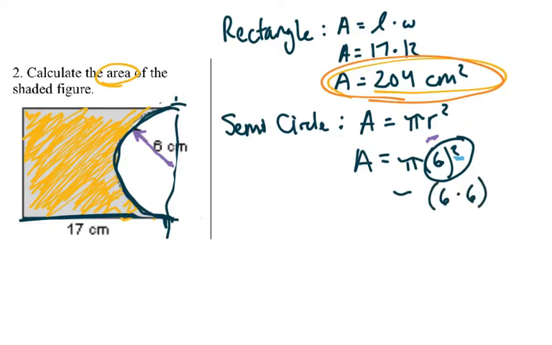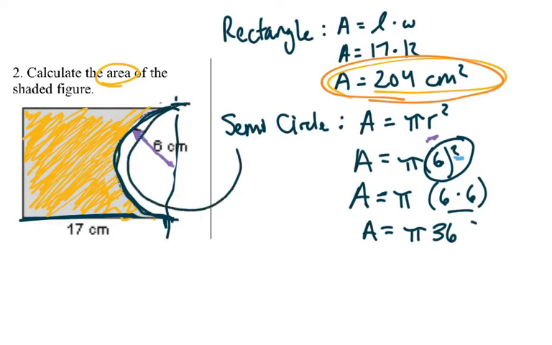So carry that down, 6 times 6, and carry down the pi as well, and the A equals. I'm going to solve 6 times 6. We know that's 36. Carry down the pi and the A. And so this will give us the area of the entire circle. But we know that our semicircle is going to be just half of that. So we need to cut this in half. So I can say divided by 2.